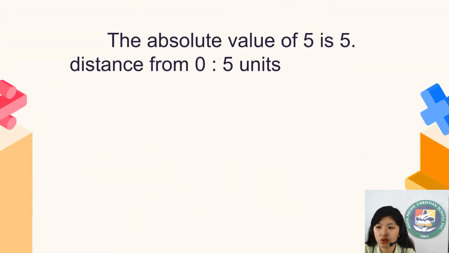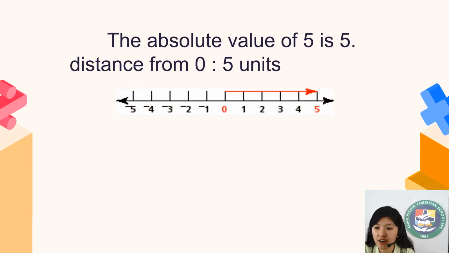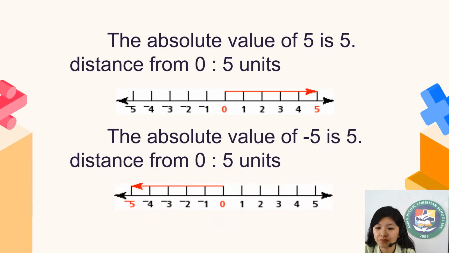Then the absolute value of 5 is 5. Distance from 0 to 5 units. So, for example, we have the positive value of 5. So, going to the right, kasi positive. And the absolute value of negative 5 is 5 also. So, bakit? Going to the right. So, kung papansinin nyo, yung distance, from 0 to 5, and that is also positive.